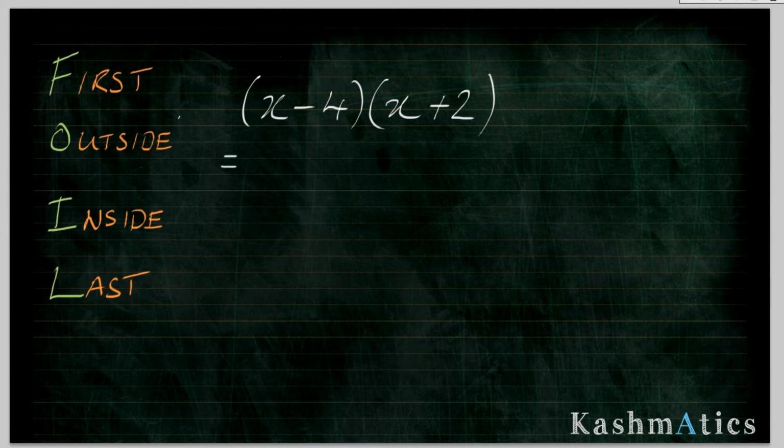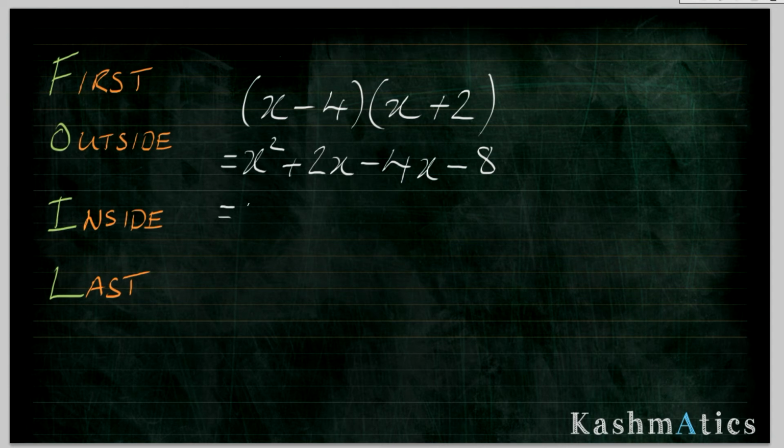So first terms, x times x gives me x squared. Outside two terms, x multiplied by 2, so that's going to give me a plus 2x. I, the inside terms, so minus 4 times x, minus 4x. And L for the last two terms, minus 4 times 2, which is minus 8. And we can collect these terms together.